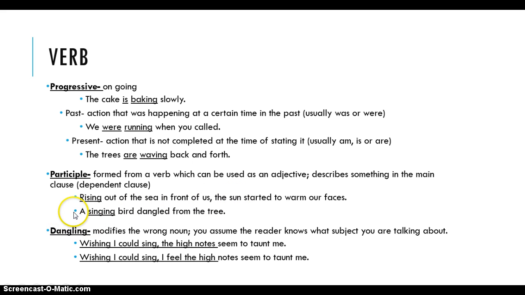Our next sentence is a singing bird dangled from the tree. Well, right here we don't really have the dependent clause.